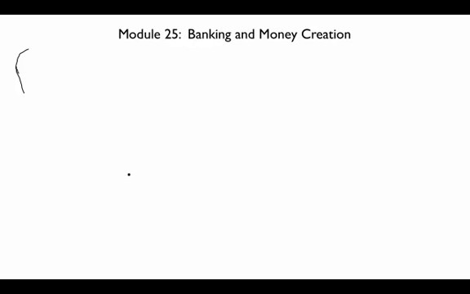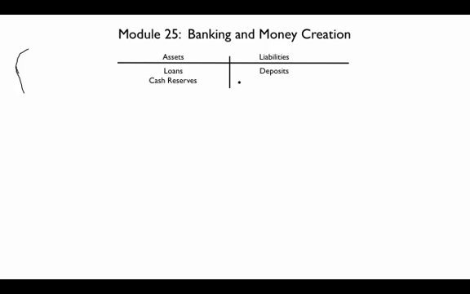Module 25, Banking and Money Creation. First and most important in Module 25, you need to understand the idea of a T account. Understand that assets are on the left, liabilities on the right. Assets are what I own, liabilities are what I owe. And in the case of a bank's T accounts, which is what we're showing here, loans and cash reserves are on the asset side. Deposits, otherwise known as demand deposits, are on the right-hand side.